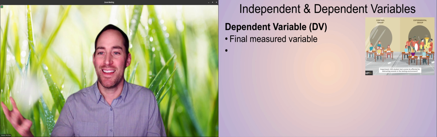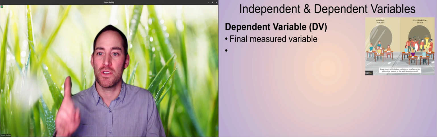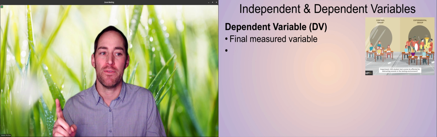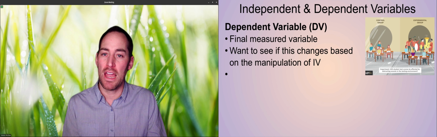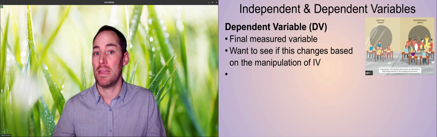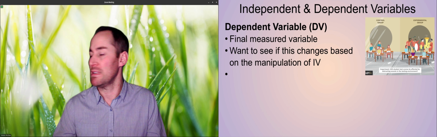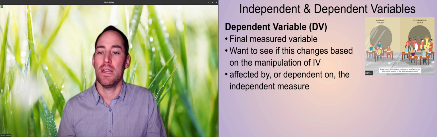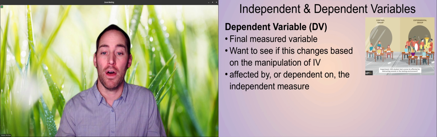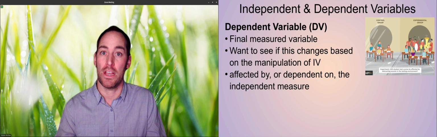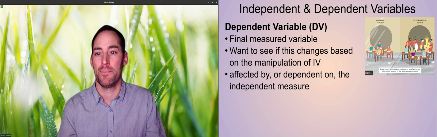It's the test. The test score is the dependent variable. In this example, we have just one final measured variable. The dependent variable is the test score. So we want to see if that test score has changed based on manipulating the independent variable. So IV is independent variable, DV is dependent variable. Is the dependent variable affected by, or dependent on, the independent variable changing? So quiet versus loud, did that change the score on the exam?